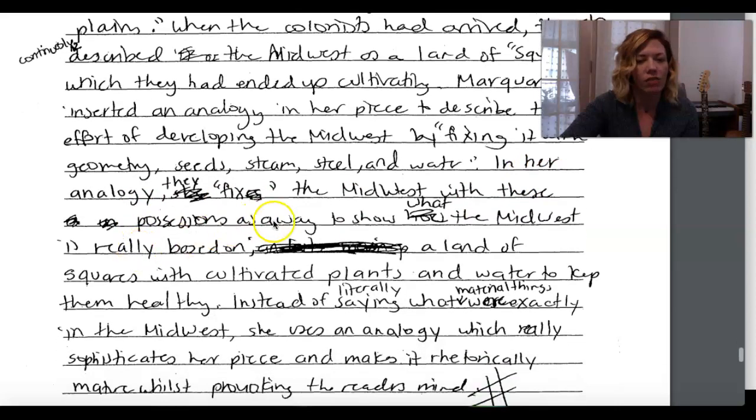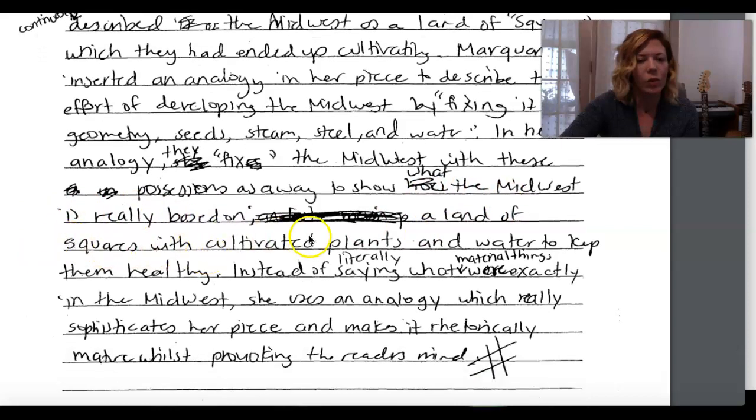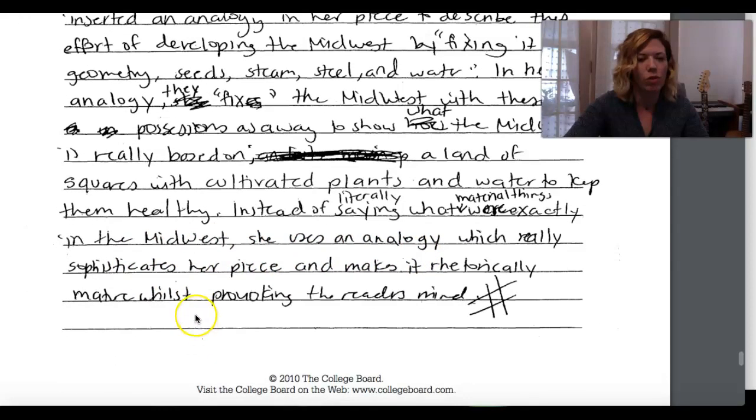In her analogy, they fix the Midwest with these possessions as a way to show what the Midwest is really based on: a land of squares with cultivated plants and water to keep them healthy. Instead of literally saying what material things were exactly in the Midwest, she uses an analogy which really sophisticates her piece and makes it rhetorically mature whilst provoking the reader's mind.